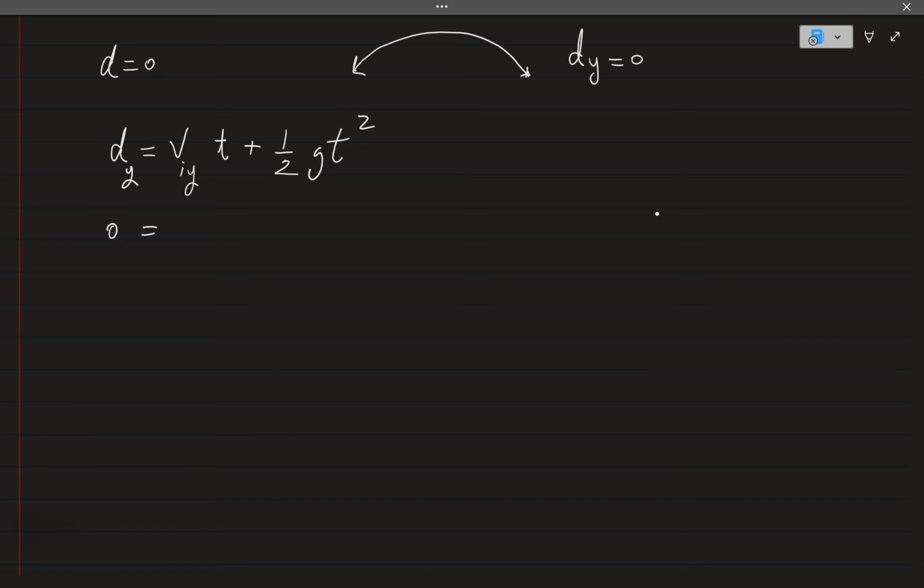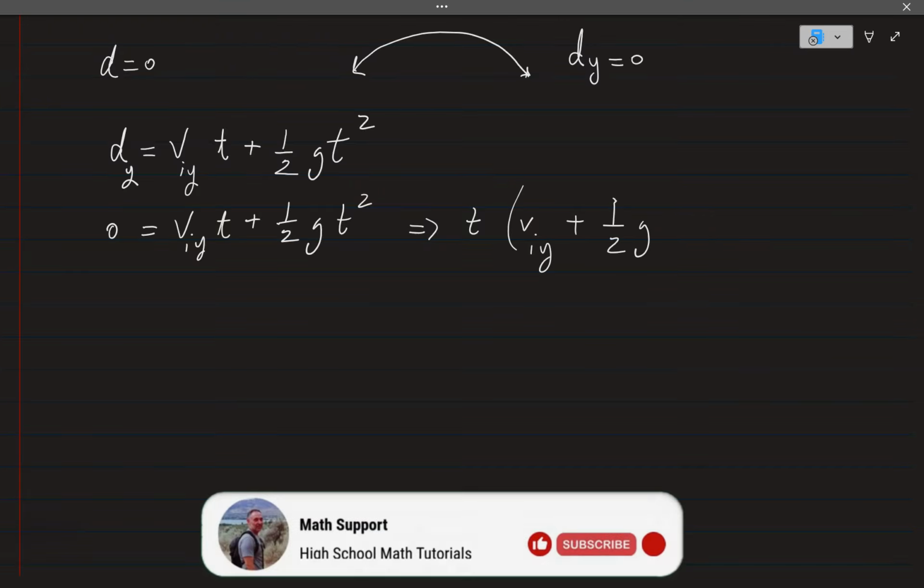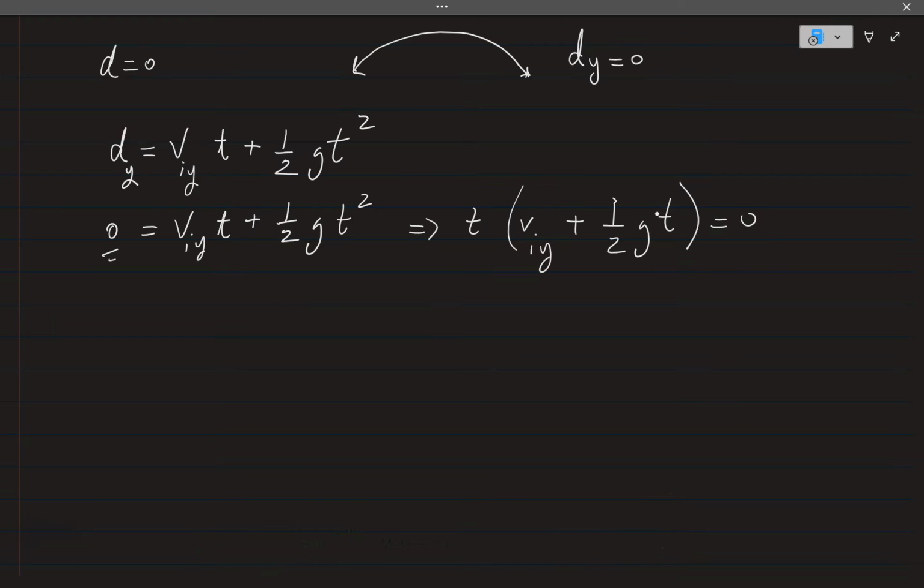So that would be 0 equals VIY t plus 1/2 g t squared. And then based on this, you can factor t out. You get t times VIY plus 1/2 g t, and then you set that equal to 0 because the 0 is right there. So that's what we did, we factored. This is foundation Pre-Cal 10 or Algebra 1. You should be able to factor these, right? GCFs.